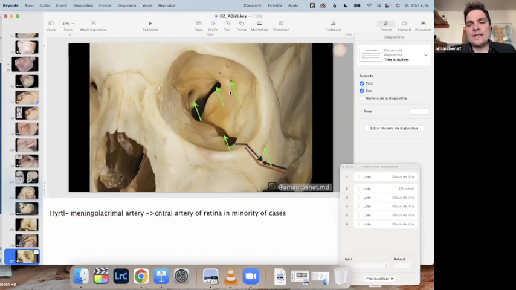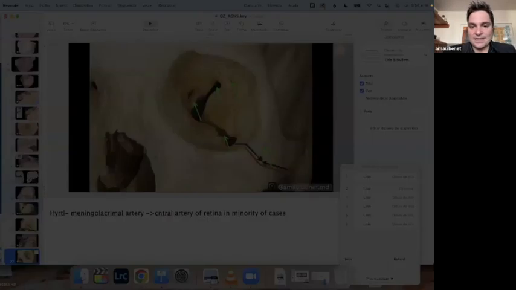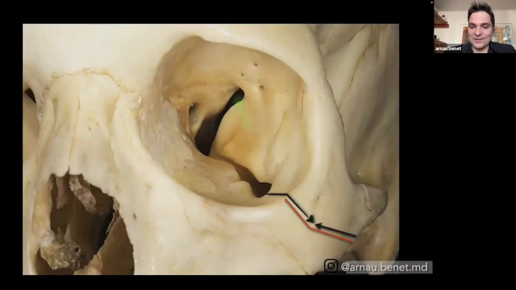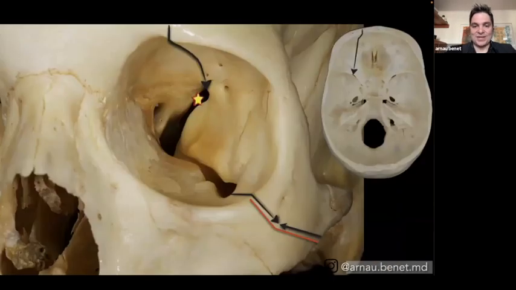responsible. Now, the one on top here is the foramen of Hyrtl. And here you can see in my note, it comes with a meningolacrimal artery, and that can give rise to the central artery of the retina in a minority of cases. That's a minority of cases, but if we can see it, we should protect it. All right. So hopefully somebody learned something. I am really passionate about these little things that should not escape our attention.